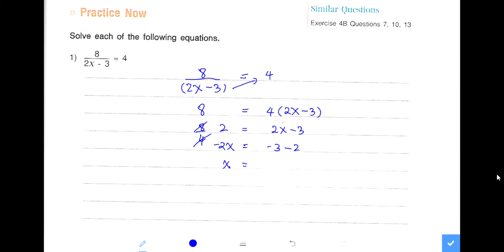So x is negative 5 now divided by negative 2. So at the end your x is 5 over 2, right? Negative over negative is positive. So 5 over 2 is 2 and a half. Okay, finish. Great.